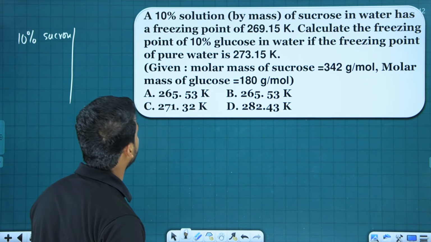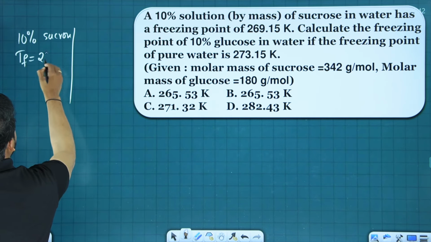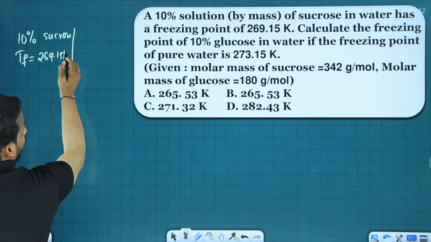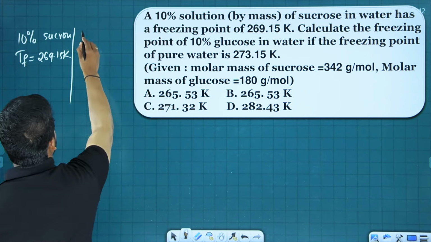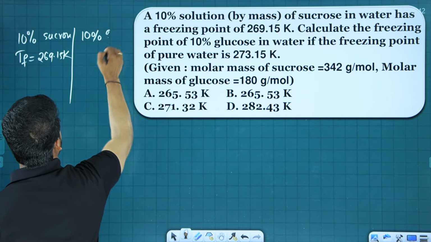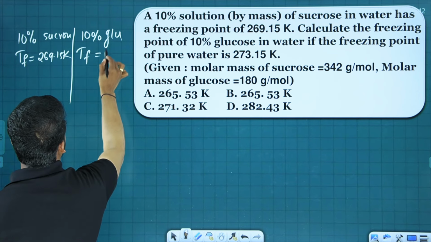In water, the freezing point is given as 269.15 Kelvin. Calculate the freezing point of a 10% sucrose solution. Another solution, a 10% glucose solution, is also there. It's the TF we need to calculate.